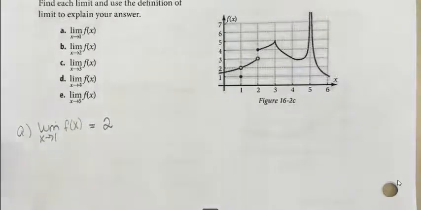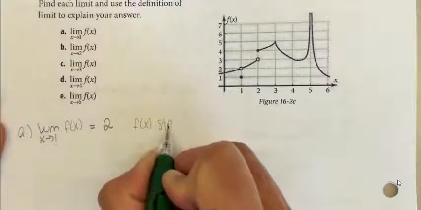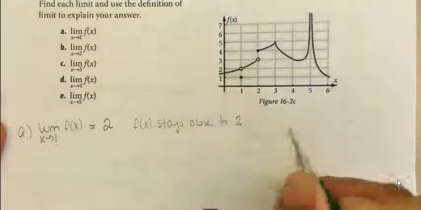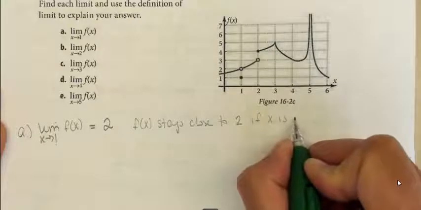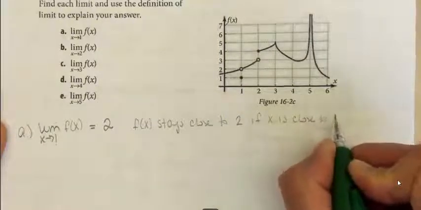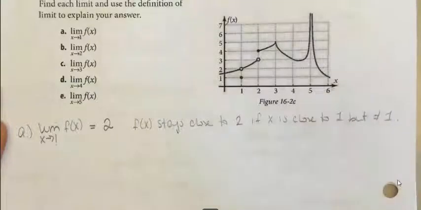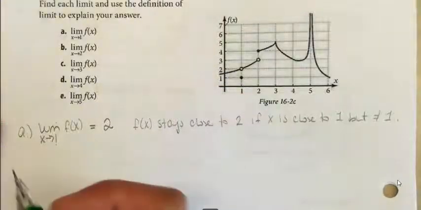And we can say f of x stays close to 2 if x is close to 1, but not equal to 1. Okay? We don't care that f of 1 actually equals 1. We were asked for the limit.